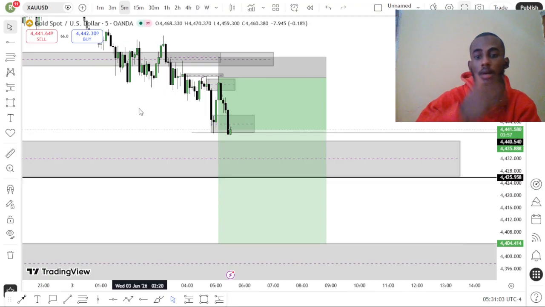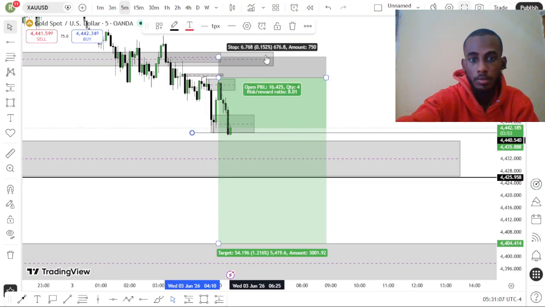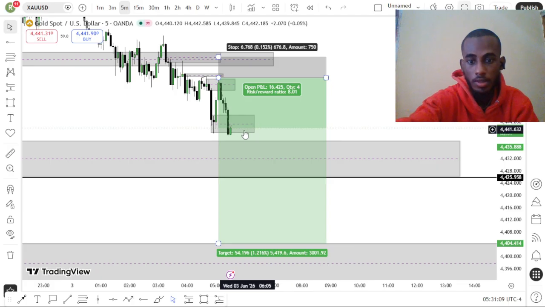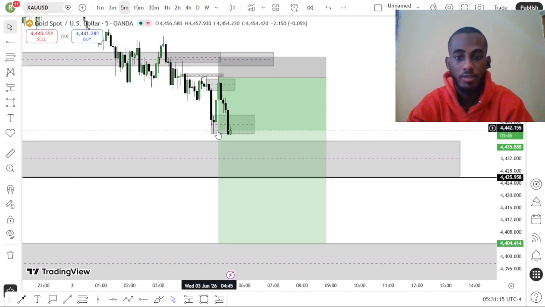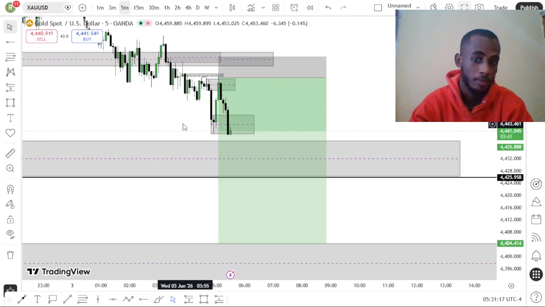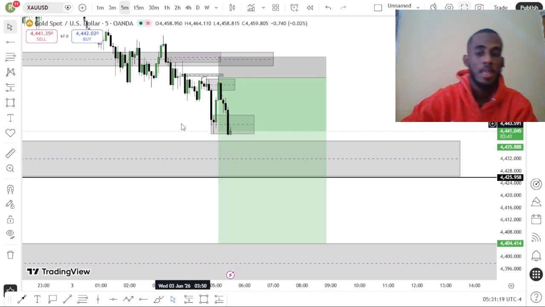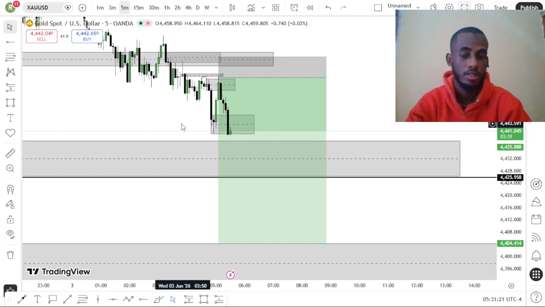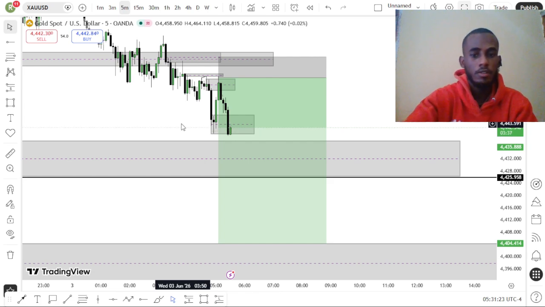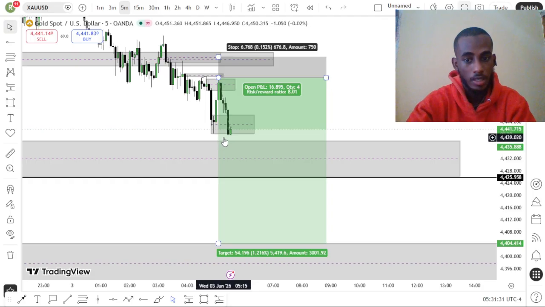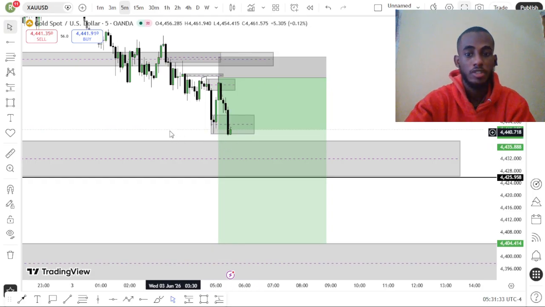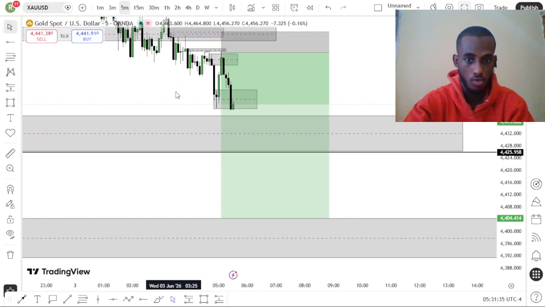And so right now, I'm using this line here. See, this is my previous demand zone, which is also my previous lower low, right? So I'm using this because this was my previous demand zone. So I'm saying if the market closes below this area here, then that means we are good to go.